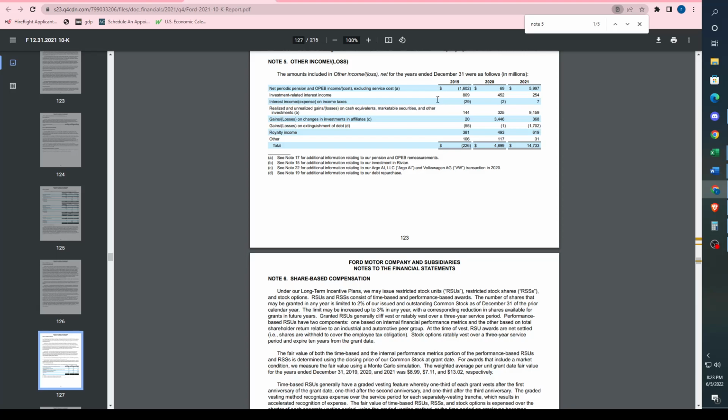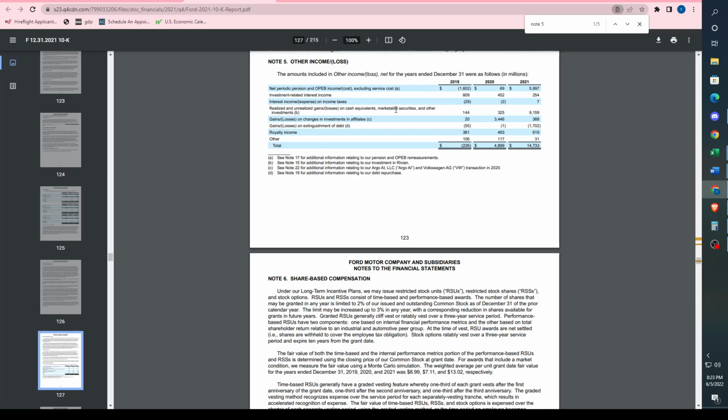Now I'm going to look through this. Where is the major discrepancy? We can see right here, it is on the net periodic pension and OPEB, which stands for other post-employment benefits / cost excluding service costs. We see a pretty big number there. Another big discrepancy shows up right here: realized and unrealized gains / losses on cash equivalents, marketable securities, and other investments.